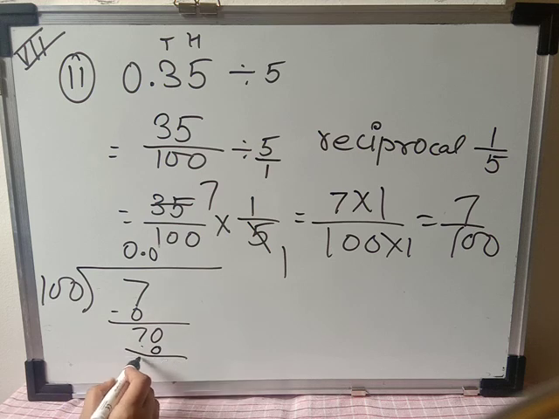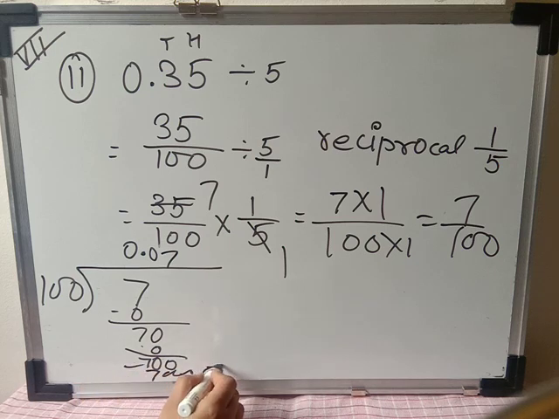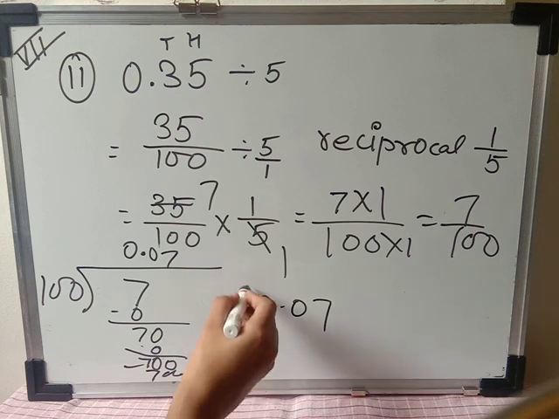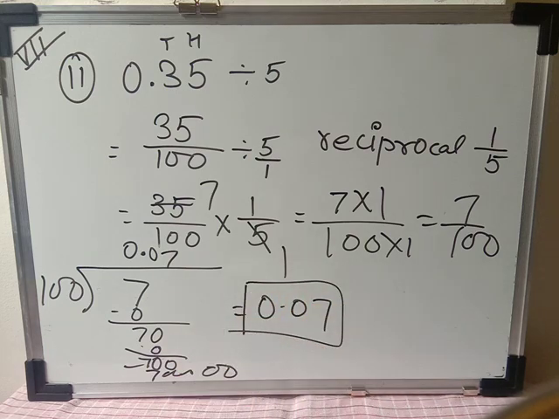Here 70. Now we have taken the decimal. So we can take one more 0. So 100 sevens are 700. Here we got the answer, that is 0.07. So this is the answer.